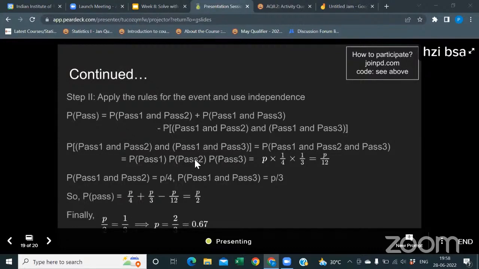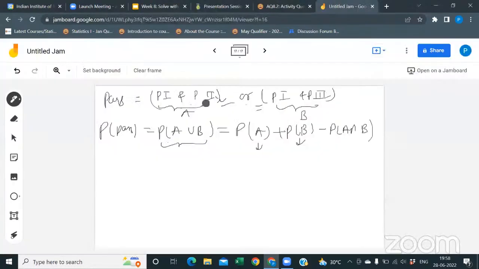One basic doubt: when the question is stating it is independent, why are we subtracting the intersection part? See, we are putting the values in this equation first. For that instance, we can apply the independence rule. Independence means the probability of pass one and pass two will be the product. These things are independent.